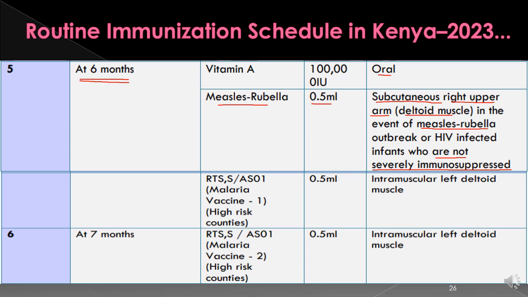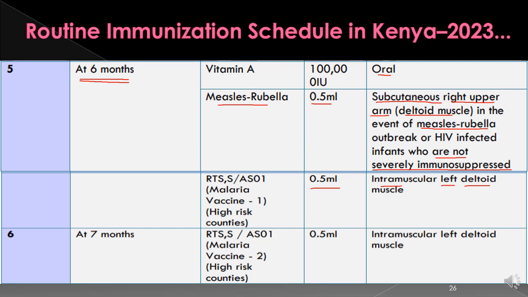Then we also have the malaria vaccine. Again, the malaria vaccine is not administered to all children. It is only administered to children who are in the high-risk counties. And here I'm going to give you an assignment. I want you to go and find out which are the counties that are listed in Kenya as being high risk for malaria. If you'll be working in any of those counties, then you must remember to give those children the malaria vaccine at 6 months. The dose is 0.5 ml given IM on the deltoid muscle, but on the left side, on the left upper arm.